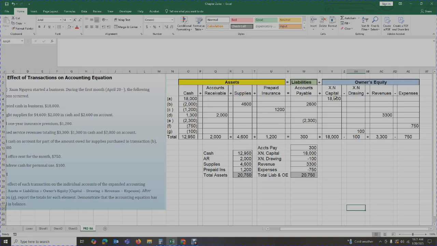It's going to be your assets. All of the asset accounts, you have to identify which are your assets. And then that's going to equal your liabilities. This is the amount that you owe, plus your owner's equity. And under your owner's equity, you've got capital, which is added. Drawings are subtracted. Revenues are added. And expenses are subtracted. Okay. So those are the components of the accounting equation. And then we just need to verify that the left-hand side equals the right-hand side, which in this particular case it does. So we are good to go.